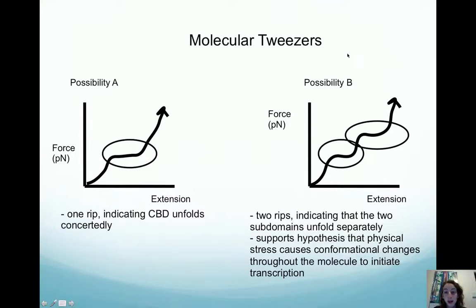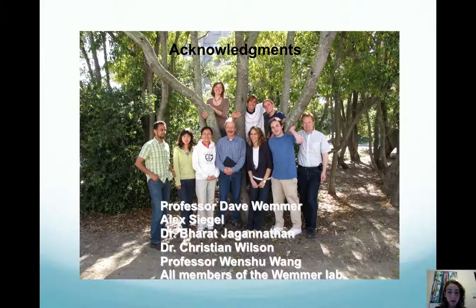So the other possibility, possibility B, is that there are two rips, one for each of the subdomains of the core binding domain. And this would support the hypothesis that physical stress causes conformational changes throughout the molecule to initiate transcription. So this actually would support the second hypothesis. And so it's either possibility A or possibility B, that's what we're looking for.